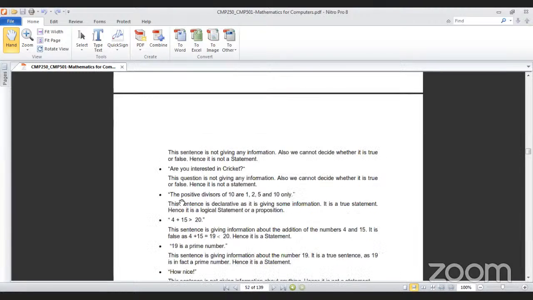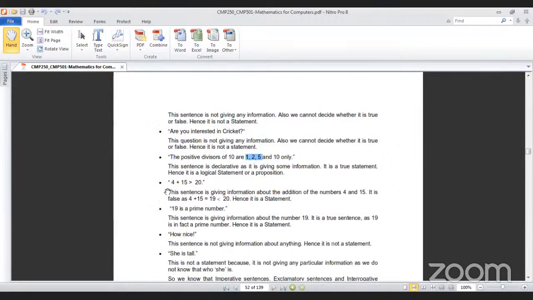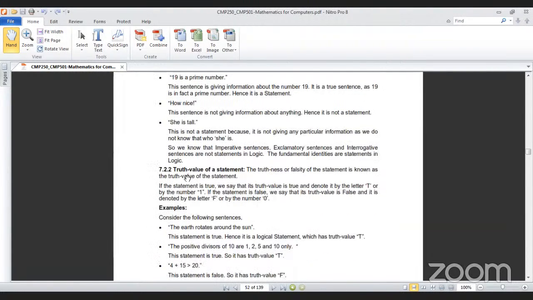Now let's check this. The positive divisors of 10 are 1, 2, 5 and 10 only. So this is a true statement. All of these are divisors of 10, which we know. So it is a true statement. And so on.